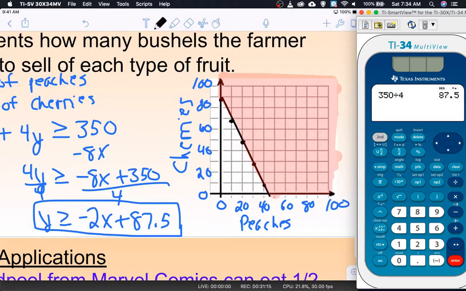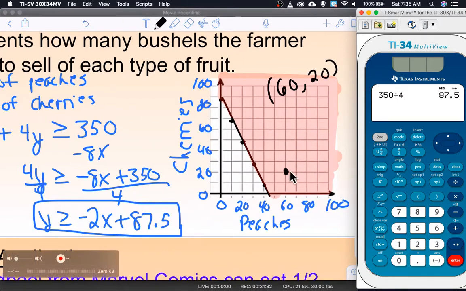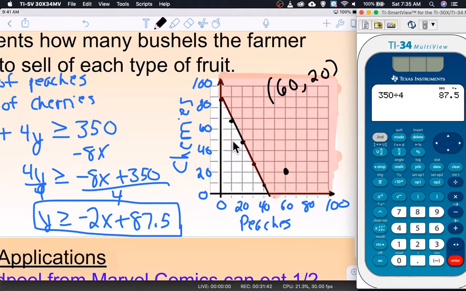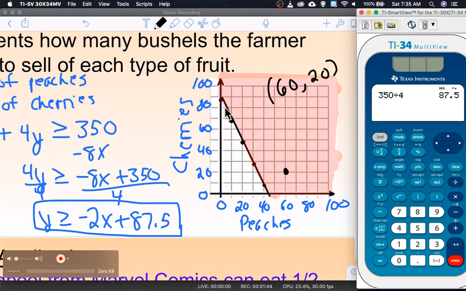So now we know how many bushels of peaches and cherries he would need to sell in order to reach the $350. He could sell, say, 60 peaches and 20 cherries, and he would get more than 350 bucks. If he sold 10 peaches and 50 cherries, he would not have enough money. That is less than the line. If he sold something right on this line, that would give him exactly 350 bucks.